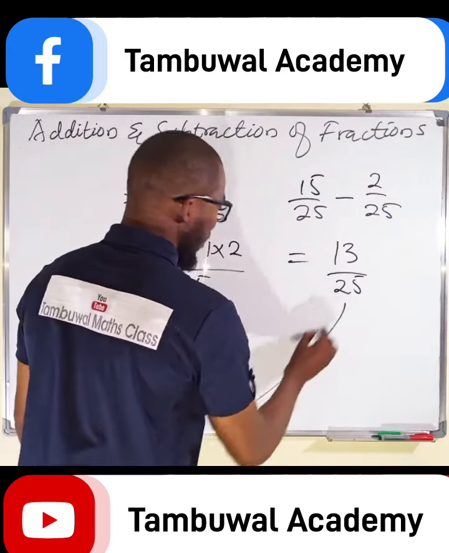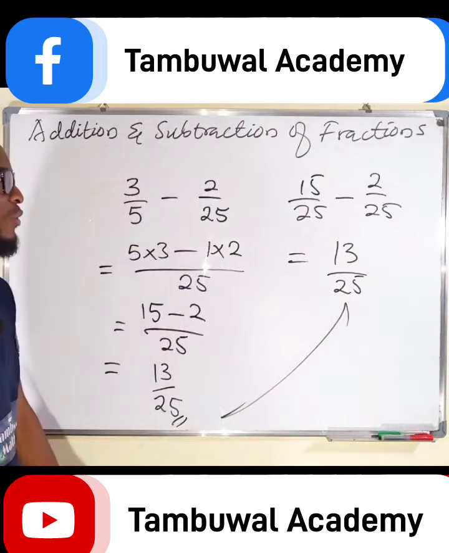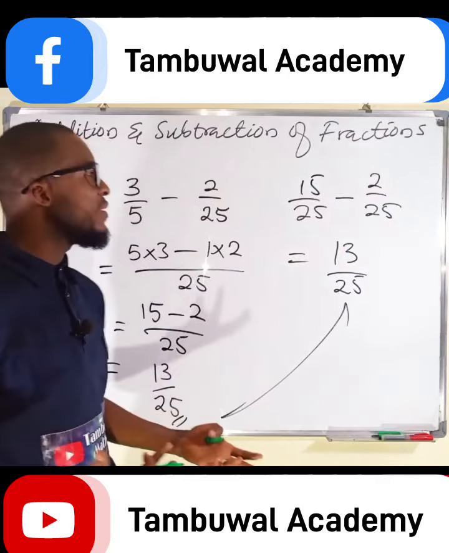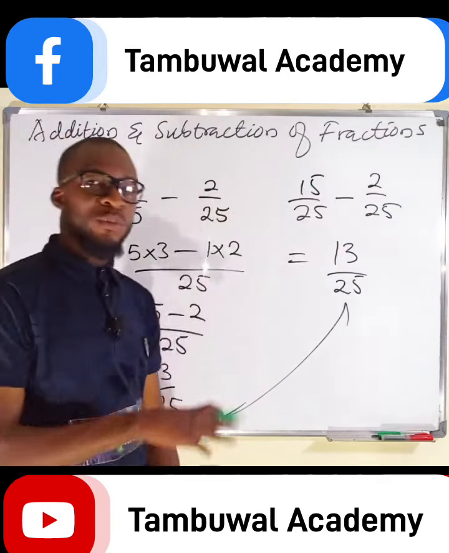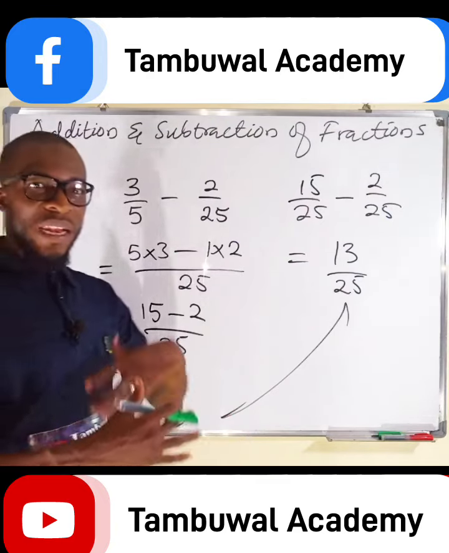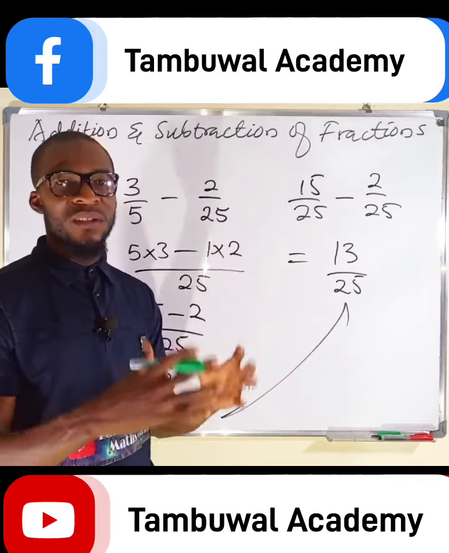And these are exactly the same. So I think this is the simplest way: just transform their denominators to be exactly the same, then add or subtract the numerators. Now let us see how to subtract and add fractions together.